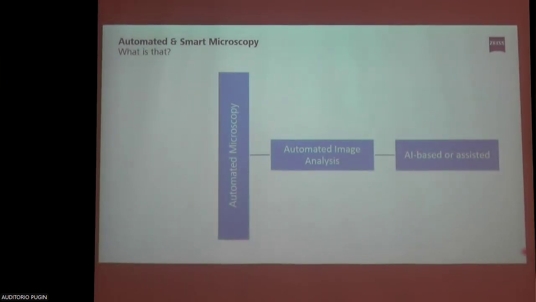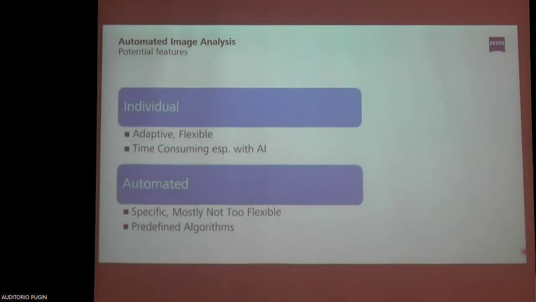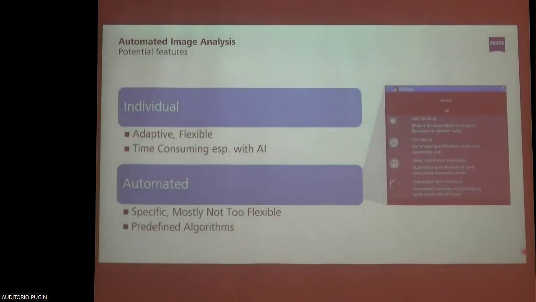So one part of that is automated image analysis, and you have seen some movies already how this can be AI-based or at least AI-assisted. And when we talk about automated image analysis, there are these two big fields, I would call them, which are individualized image analysis, which could be AI-based, and really automated image analysis, which could also be AI-based or just threshold-based, for instance. The automated image analysis has the big plus that it's super easy to be used.